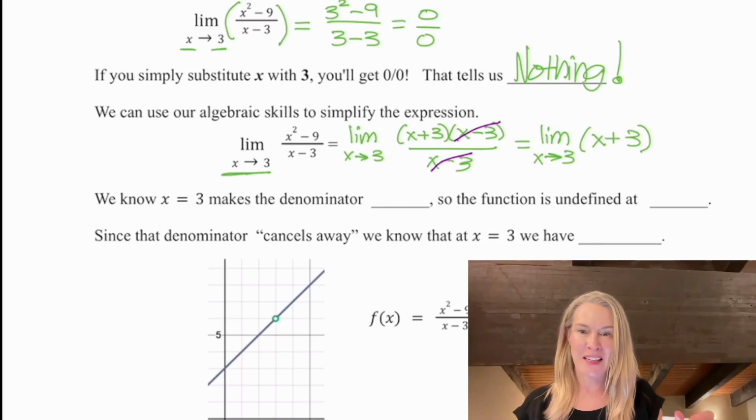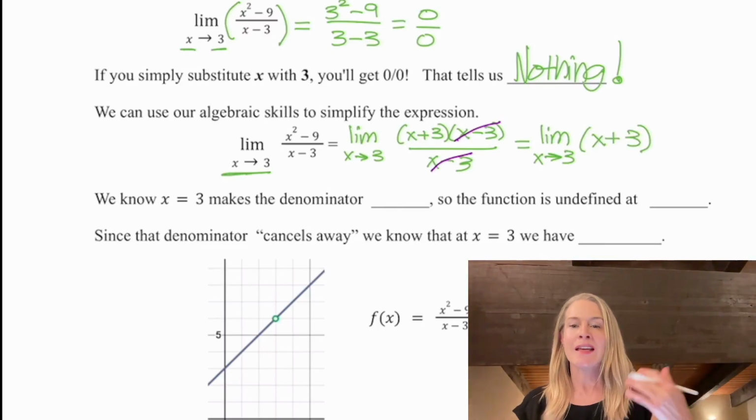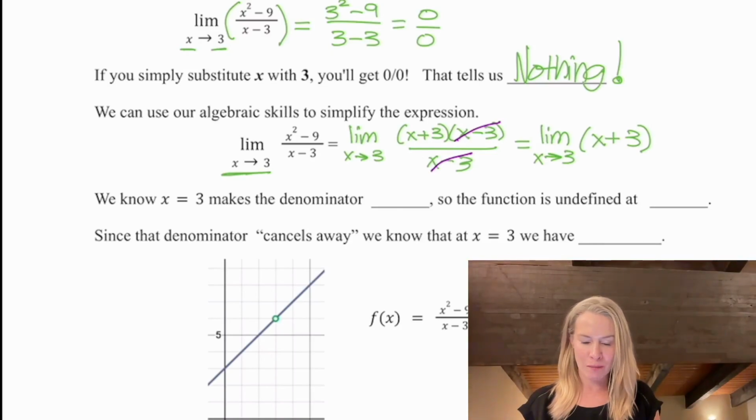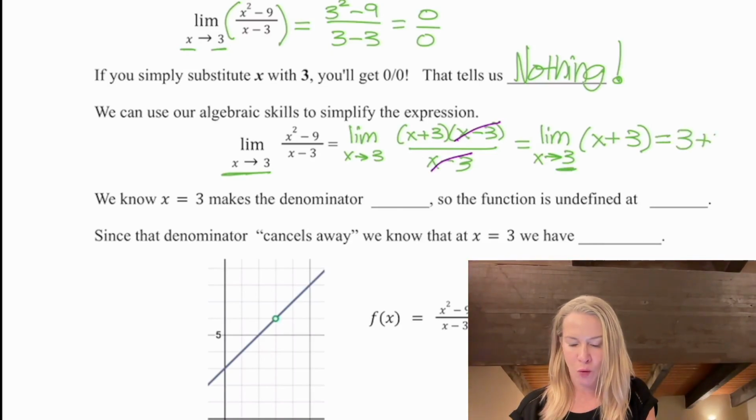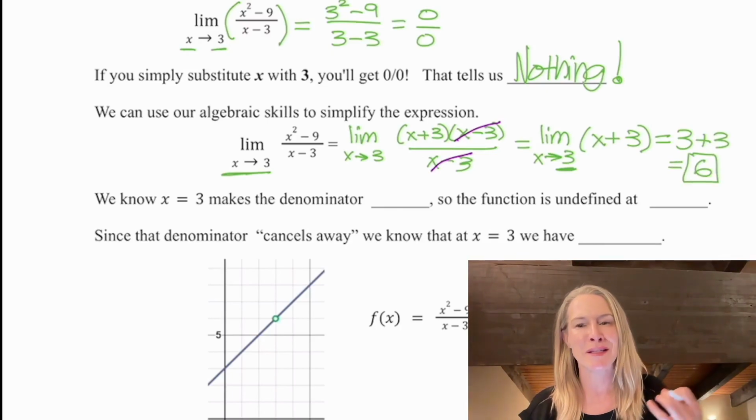We don't have that pesky denominator going to 0 anymore. Now we can try our direct substitution, plug 3 in for x, and we get 3 plus 3, which of course is 6. Our limit for this particular problem is 6.